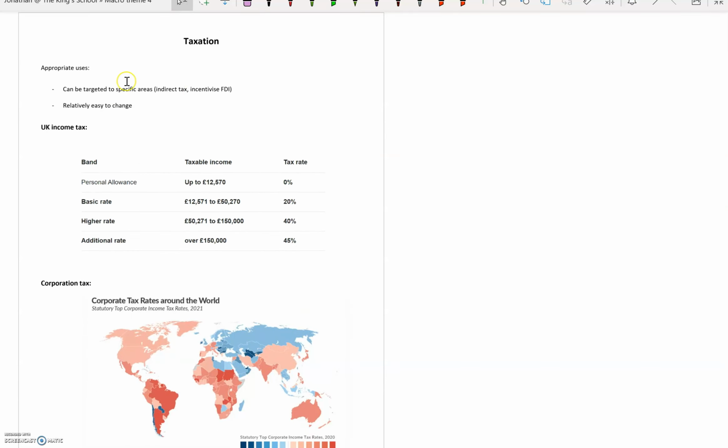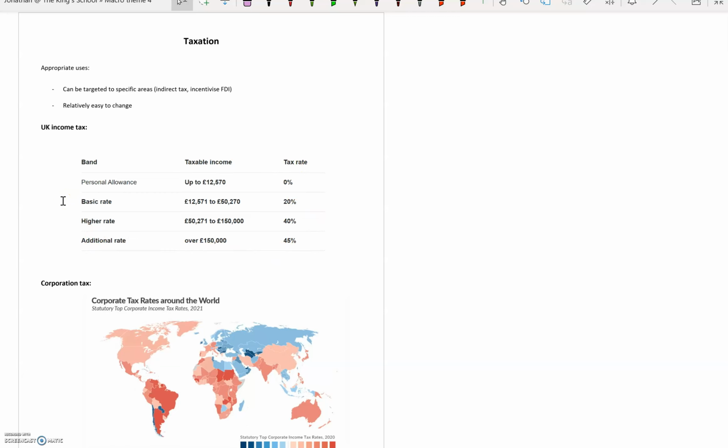Taxation. Now, there are lots of different taxes, so they can be targeted in that way, using indirect taxes, corporation taxes, income taxes, all sorts of different taxes that you can use here, and they can be quite targeted. And they are generally relatively easy to change, particularly income tax. Income taxes generally aren't put up or down, but we can change where the bands are. And you can see these are the bands of tax for the UK progressive income tax system.